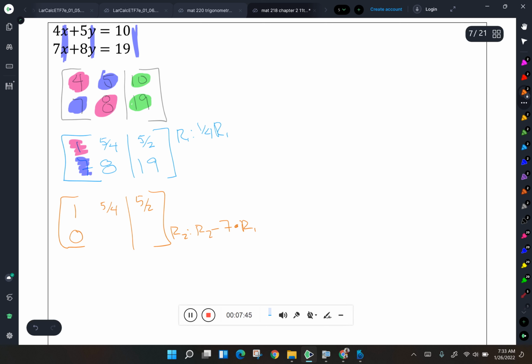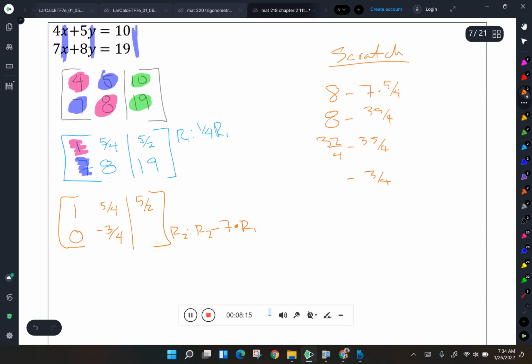This next position over here becomes, because I'm doing row 2 minus 7 row 1, that next position, and I'm going to do my scratch work over here to the side, is going to be 8 minus 7 times 5/4. So that's going to be 8 minus 35/4. So this is 32/4 minus 35/4. So that's going to be negative 3/4. So I get a negative 3/4.